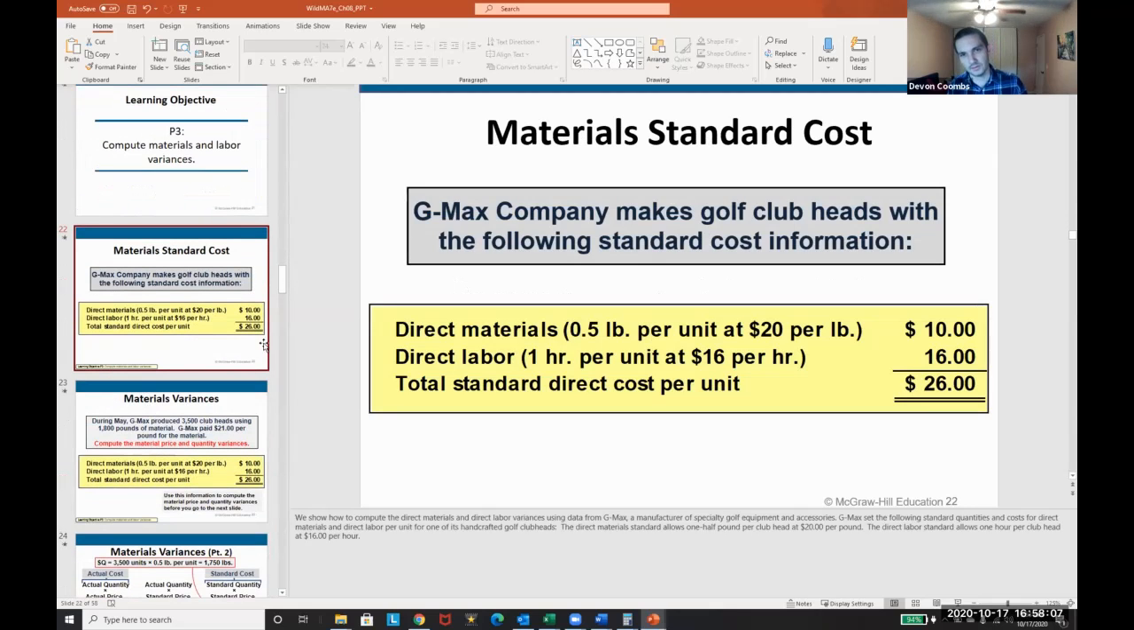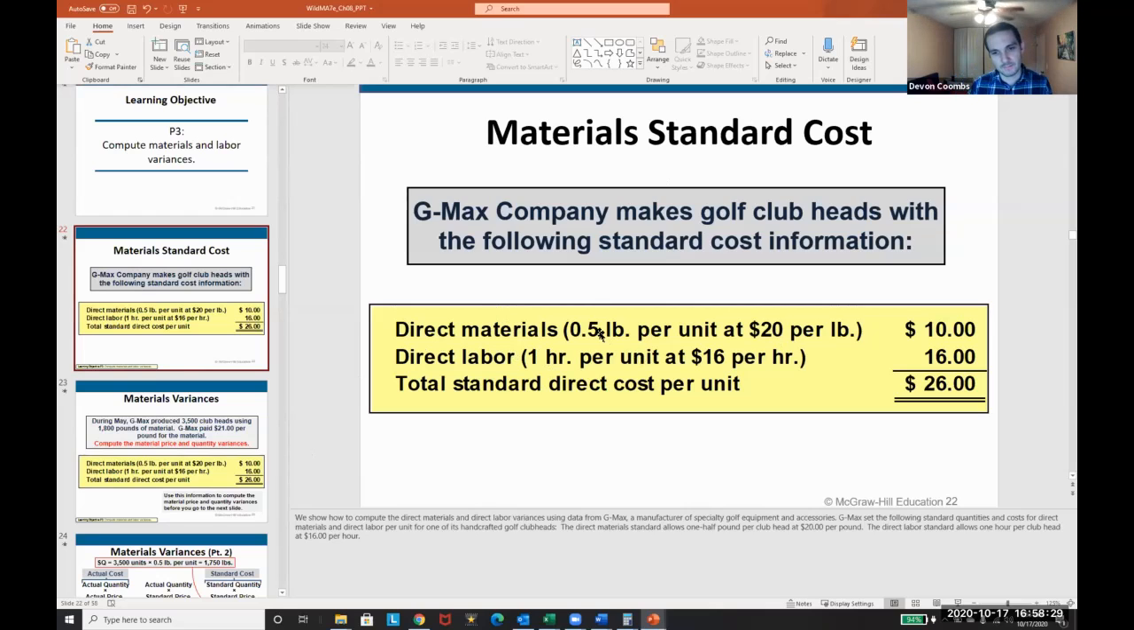So let's compute this. Material standard cost. This company is making golf clubs: direct materials, 0.5 pounds at $20 per pound. Direct labor is 1 hour per unit, that's $16 per unit. So ding, ding, a light bulb should go off in your head as soon as you see this. It should be direct materials.